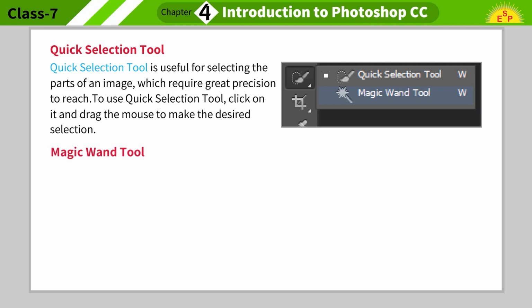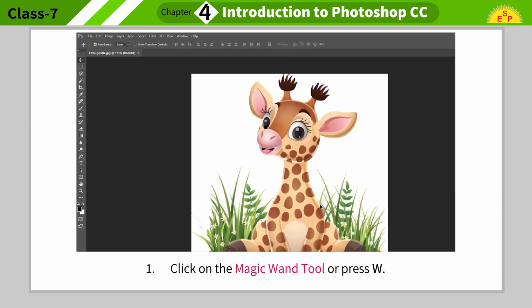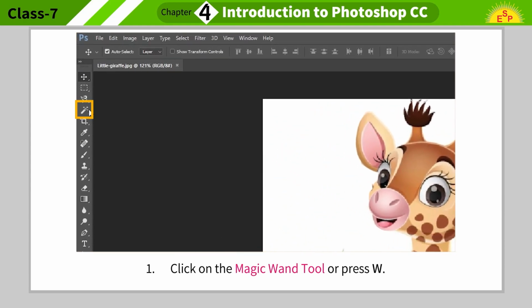Magic Wand Tool. Magic Wand tool is used to select the adjacent areas of similarly colored pixels. It works best on solid color background. Follow the steps to use the Magic Wand tool. Step 1. Click on the Magic Wand tool or press W.